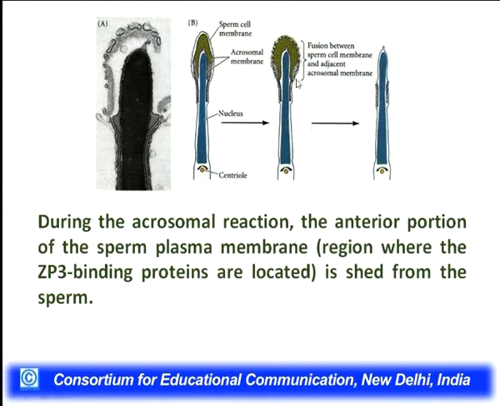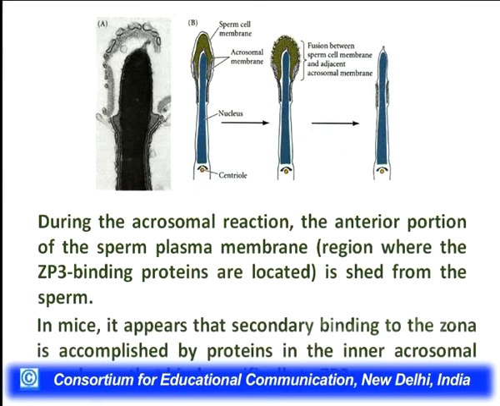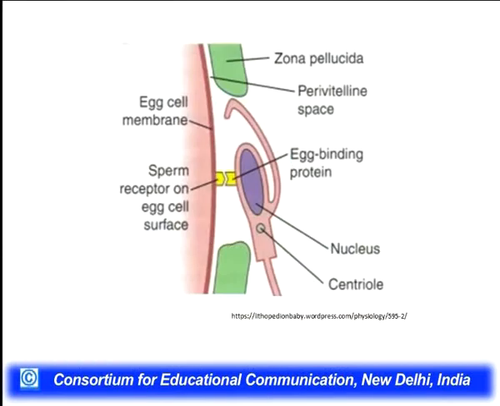So, you can see here that this external thing is shed off, and only the internal sperm plasma membrane is now exposed. In mice, it appears that secondary binding to the zona is accomplished by proteins in this inner acrosomal membrane that binds specifically to ZP2.